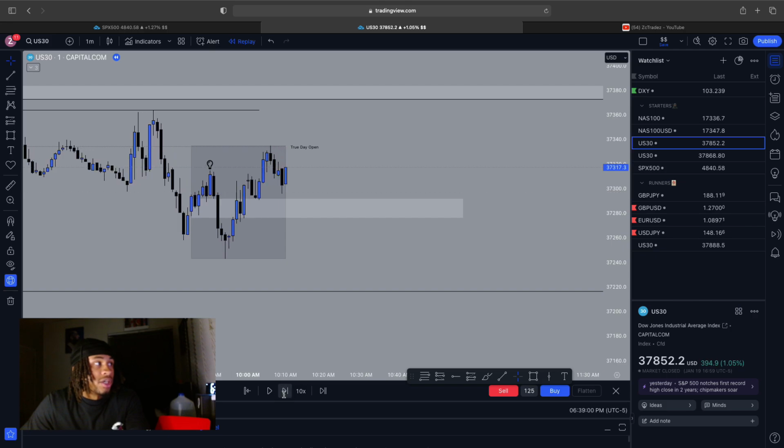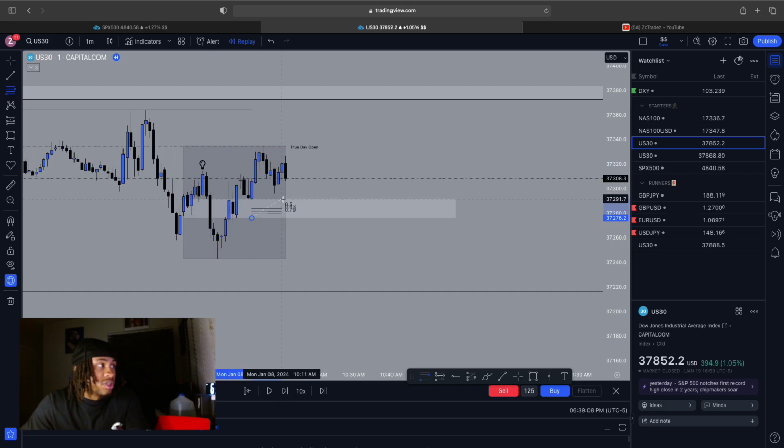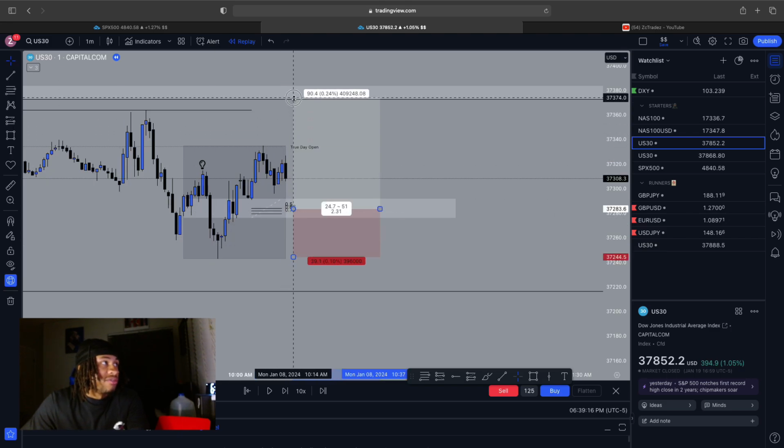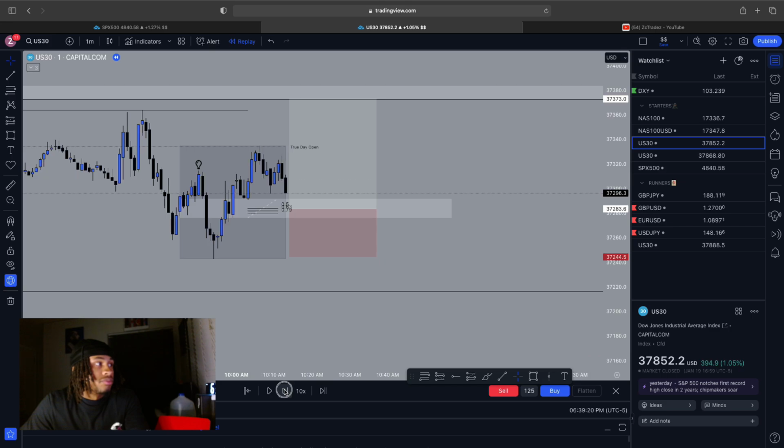I'm going to be entering for a buy. I'm going to mark up the consequent encroachment of this fair value gap that we marked up on a 3-minute, and this is where I'll be taking my buy. I'll take this buy for 1 to 2.